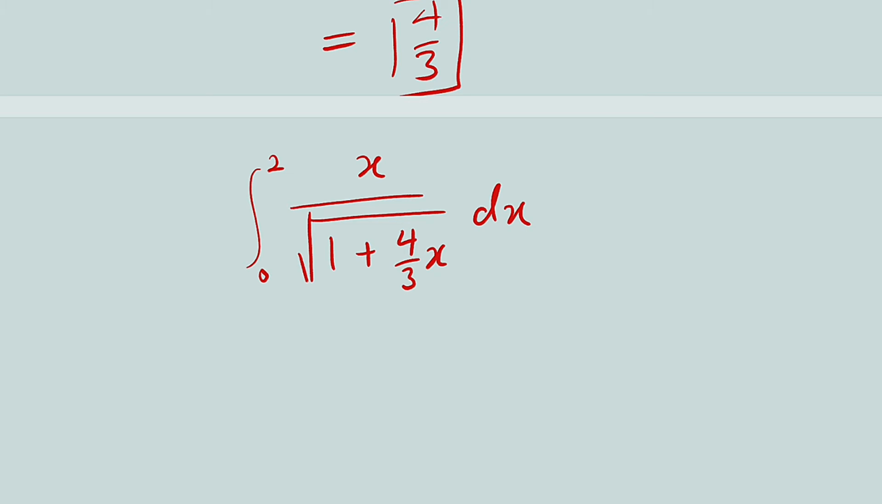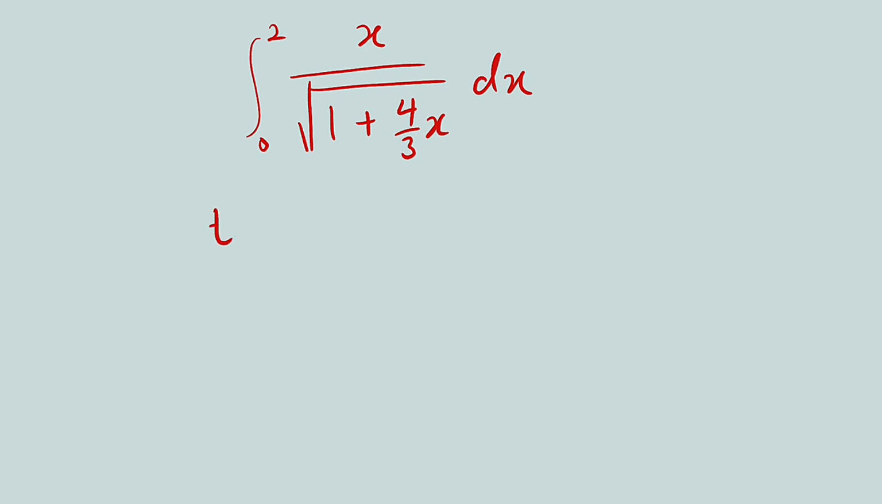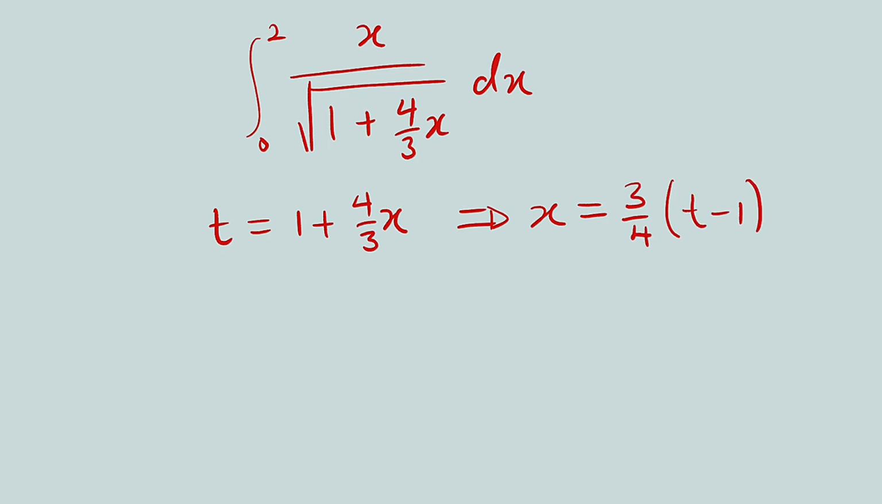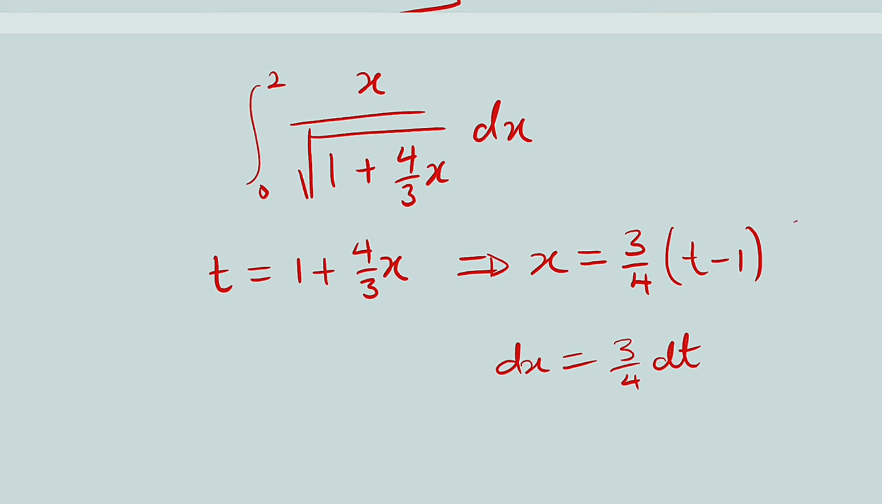From here, I want to let 1 plus 4 over 3x equal to t. So if t equals 1 plus 4 over 3x, this implies that x is equal to 3 over 4 multiplied by t minus 1, if you make x the subject. So from here we can differentiate both sides: dx equals 3 over 4 dt. So now I can substitute all of this back into our main integral.